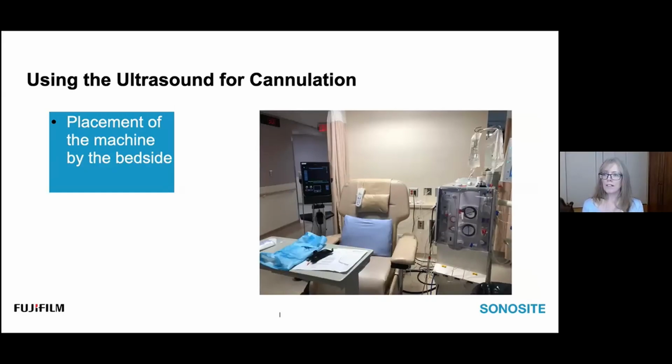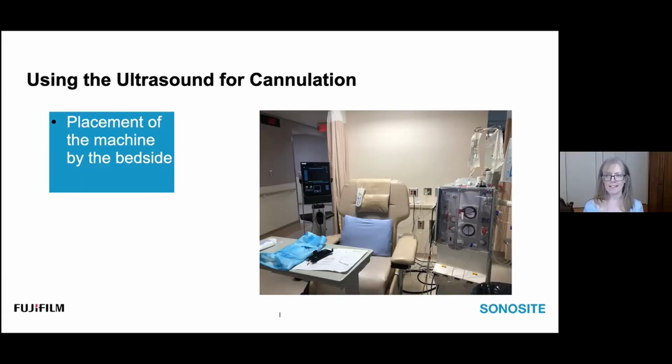Using the ultrasound for cannulation. All right, so first of all, you got to get the ultrasound to the patient's bedside. And I encourage you at this particular point in your day, I recognize you're busy. I recognize that dialysis nursing can often feel like an assembly line thing. You've got patients waiting to be put on and they're glaring at you because you're not moving fast enough and you're taking your time. Well, you know what?